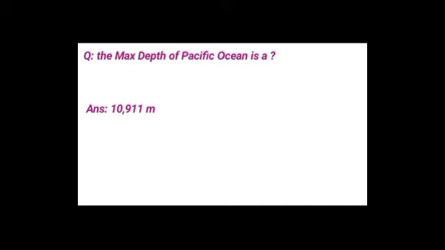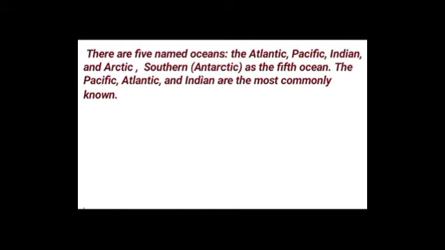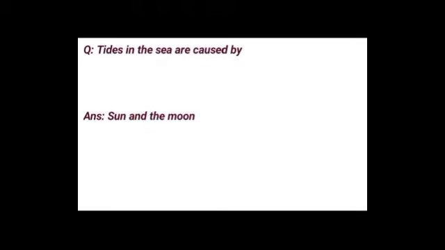The maximum depth of the Pacific Ocean is 10,911 meters. There are 5 named oceans, that is the Atlantic, Pacific, Indian, Arctic, and Southern or Antarctic as the 5th ocean. The Pacific, Atlantic and Indian are the most commonly known. Tides in the sea are caused by the Sun and the Moon.